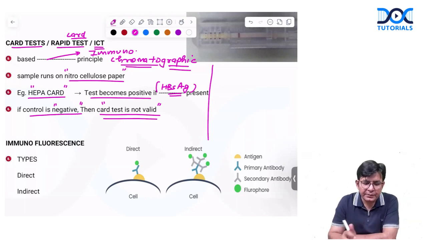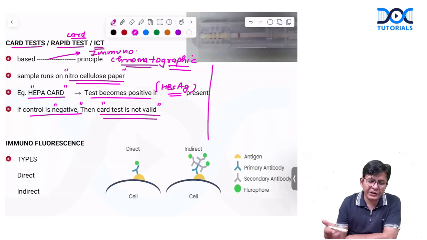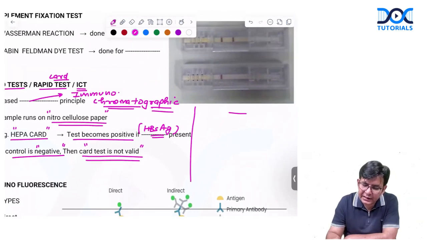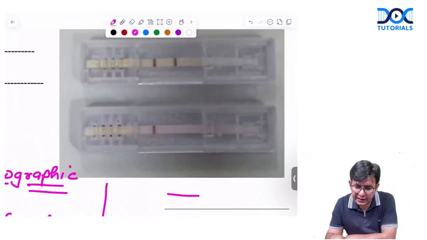Okay. So guys, simple. Immuno means antigen antibody interaction. Chromato means color. Graphy means paper. On a nitrocellulose paper, they move by the chromatographic action. And because of this particular action, capillary action, they produce bands. Like suppose you can see these are the card tests. As you can see in this picture also, these are the card tests.